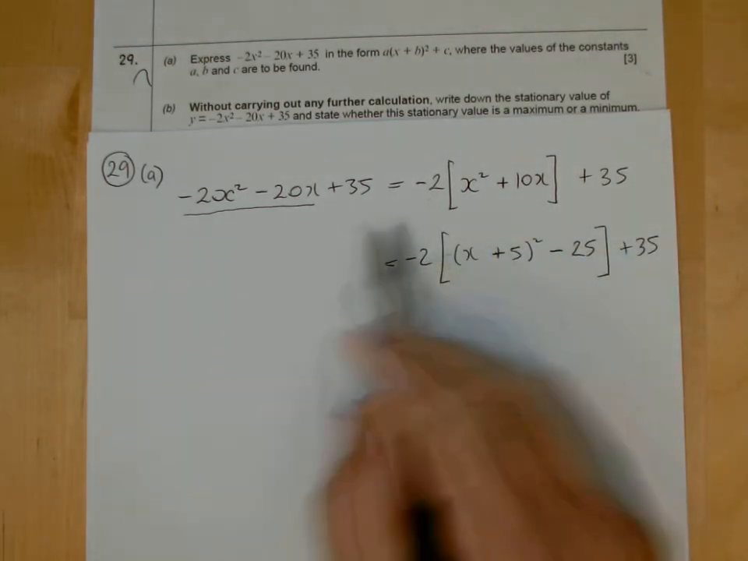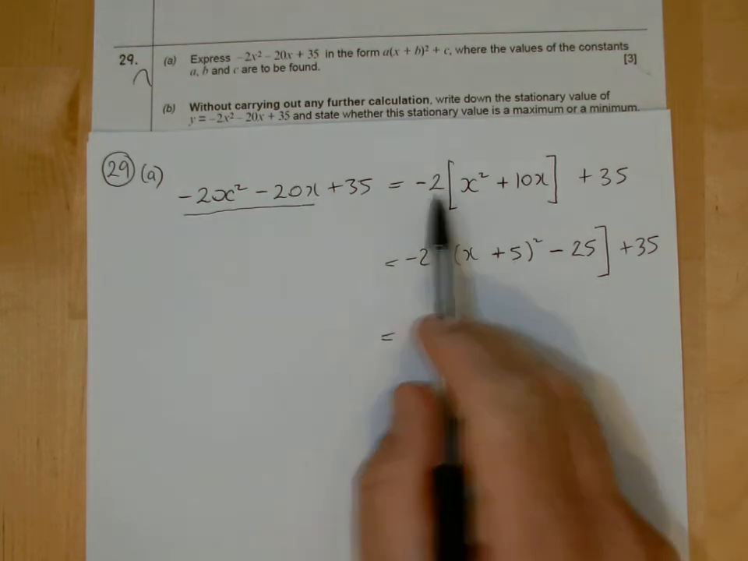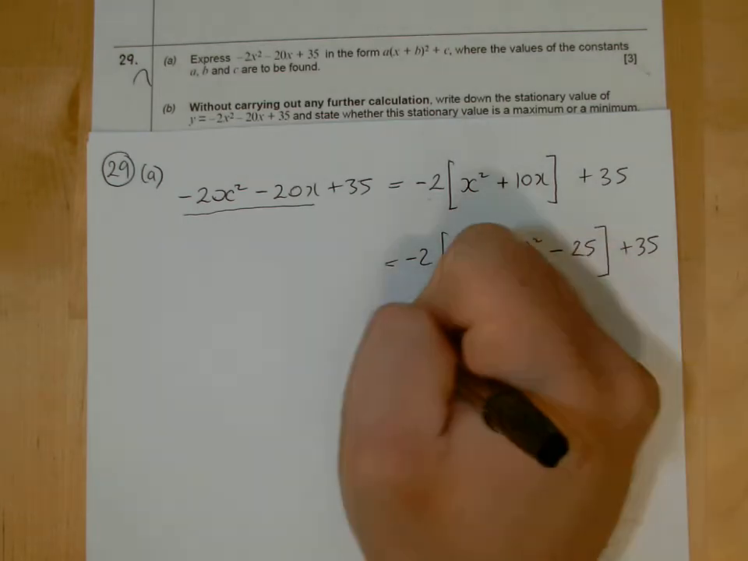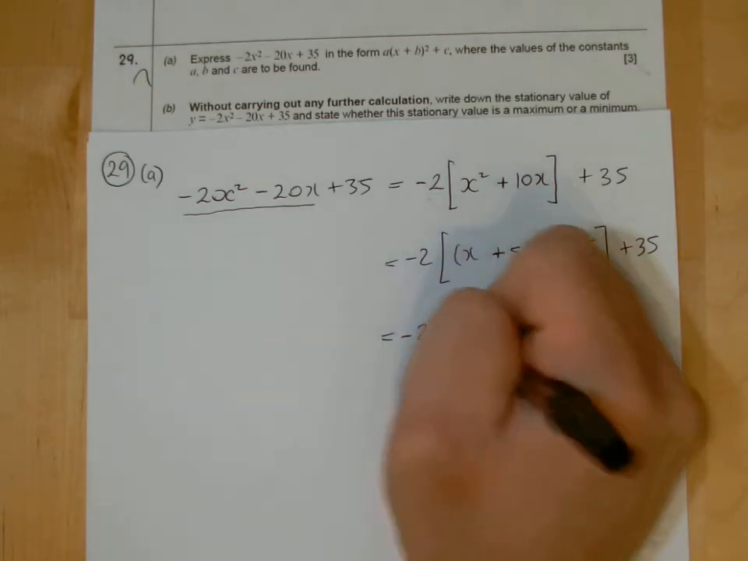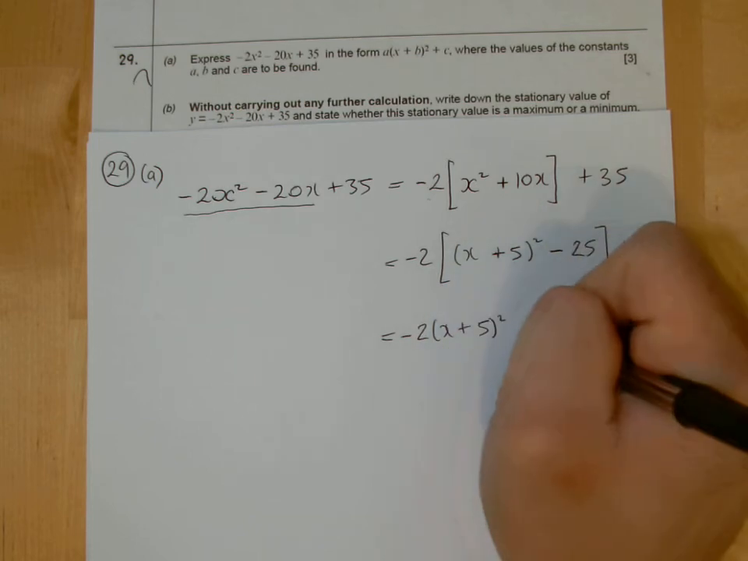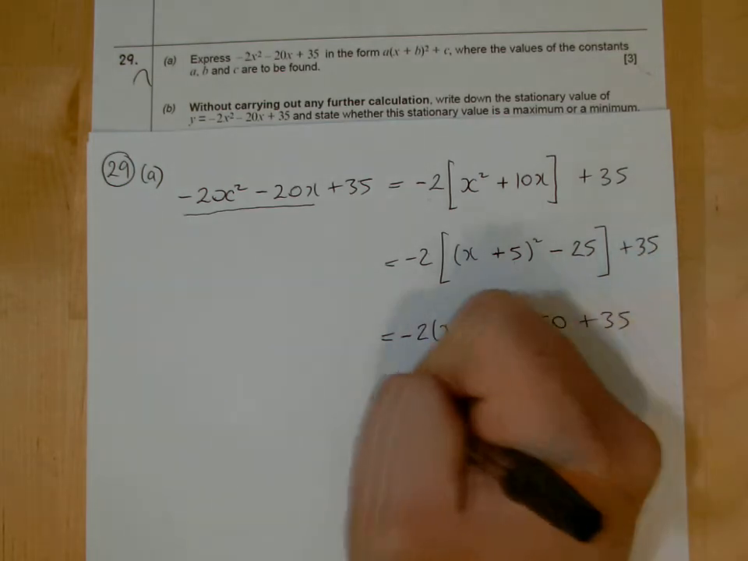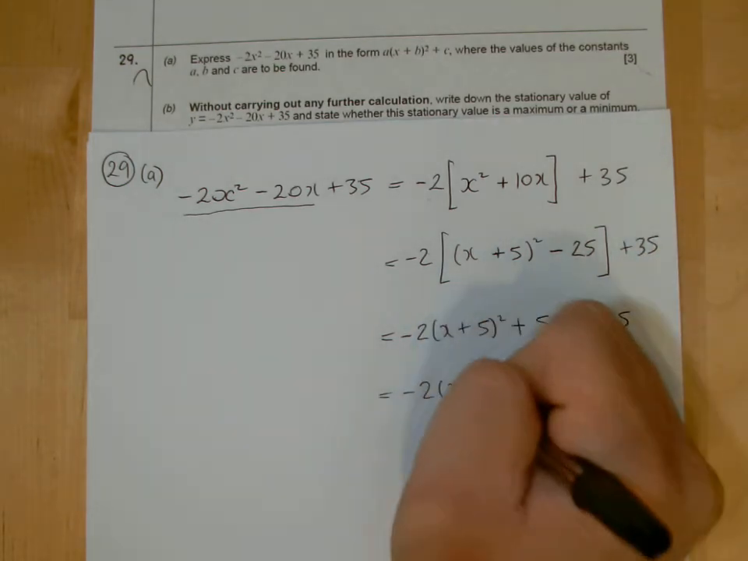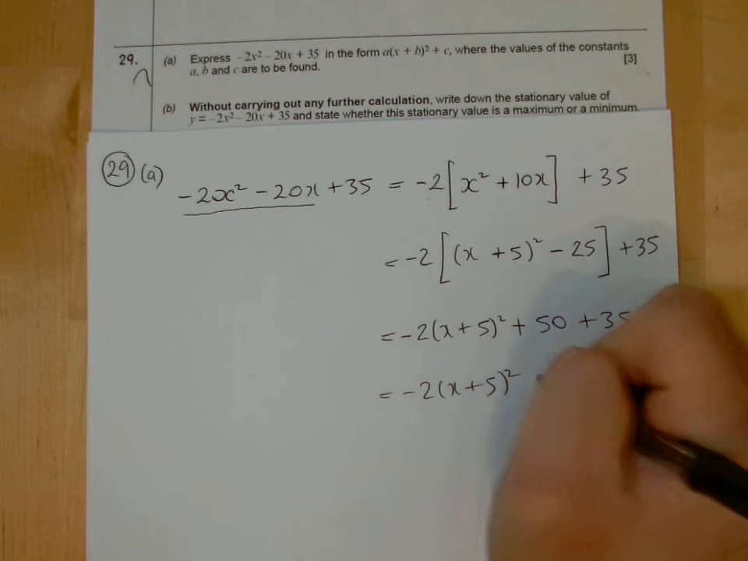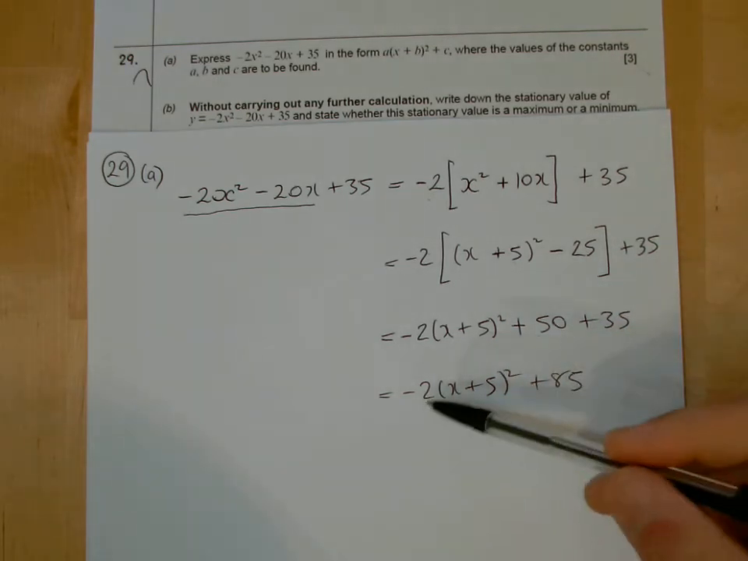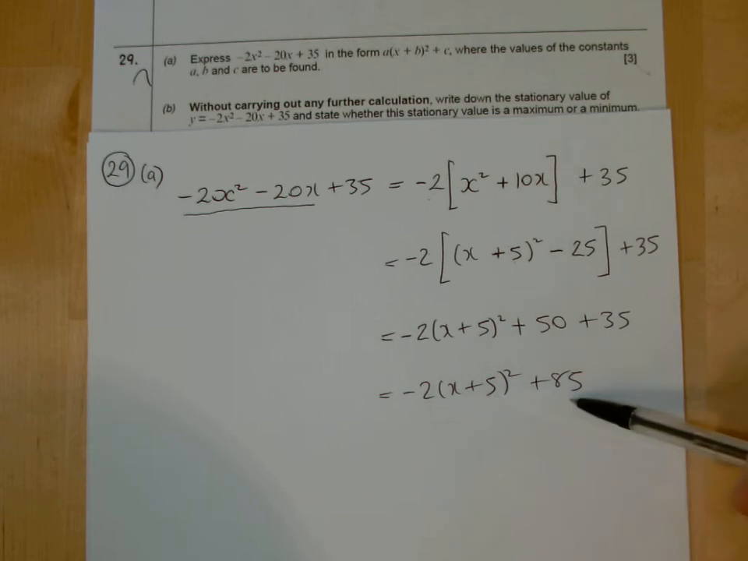Finally then, you reverse the process that we did to start with. We factorized and took that minus 2 out at the start. So at the end we do the opposite. We expand, so we take that minus 2 and multiply it through the square bracket for those two terms. Minus 2 times minus 25 is plus 50, plus the 35. So you get minus 2 times (x plus 5) all squared plus 85 as our answer. So you've got your value of A there, your B and your C.